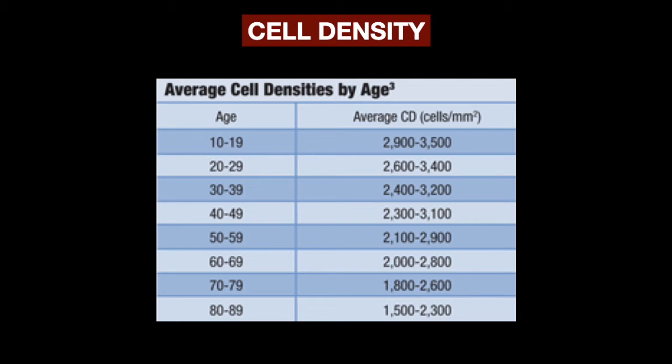The normal density of the corneal endothelial cells is approximately 2,500 cells per millimeter square in adult age, and it reduces by about 0.6% every year. So the cell density should always be compared to a particular age group. The normal values of different age groups are seen here.